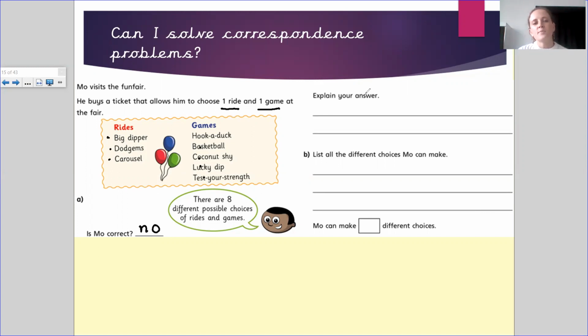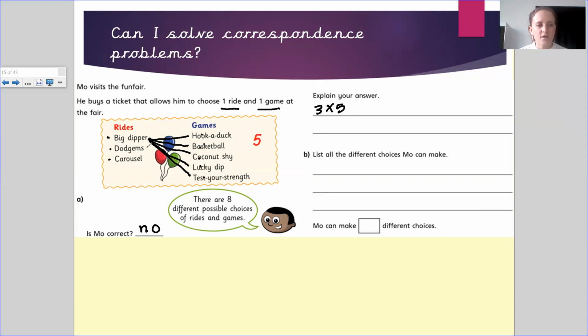So my question would then be 3 times by 1, 2, 3, 4, 5. 3 times by 5, because I'm going to do them in different colors. So if he went on the Big Dipper, he could get the Big Dipper and Hook a Duck, Big Dipper and Basketball, Big Dipper and Coconut Shy, Big Dipper and Lucky Dip, and Big Dipper and Test Your Strength. So already with one ride and one game per the choice, I've already got 5 different possibilities.